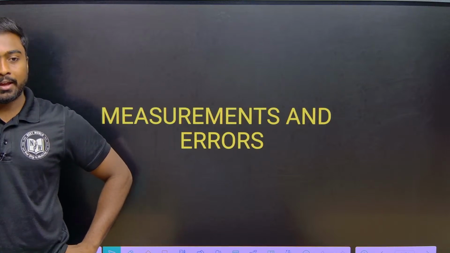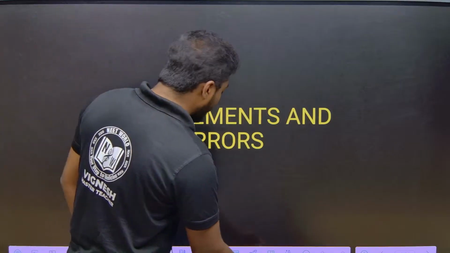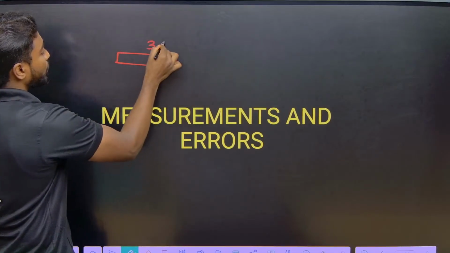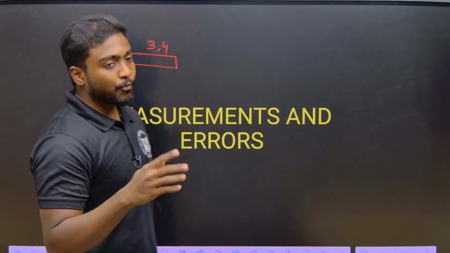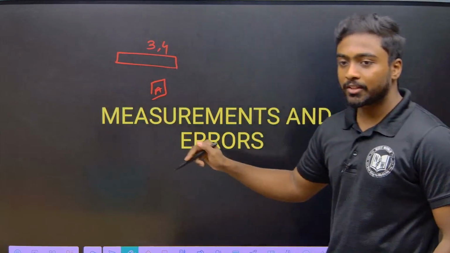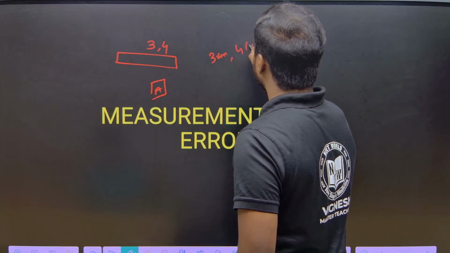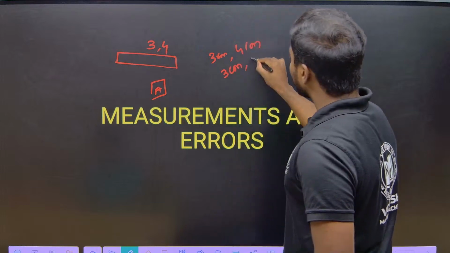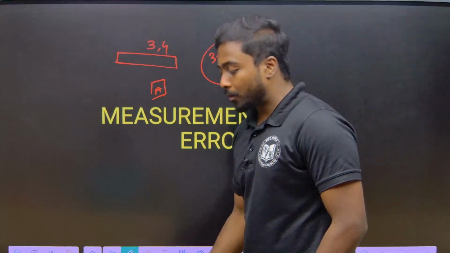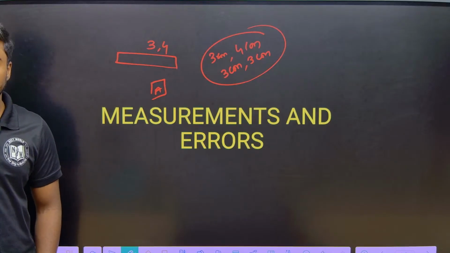Suppose I take an object and measure it with 3 to 4 scales, like the rulers we have seen. I am taking 3 to 4 rulers and asking 4 persons to measure object A. One person says 3 centimeter, one says 4 centimeter, another says 3 centimeter, another says 3 centimeter. So different persons, different measurements come. I can say there are some errors made by the persons, and we will see what type of errors also in the topic.